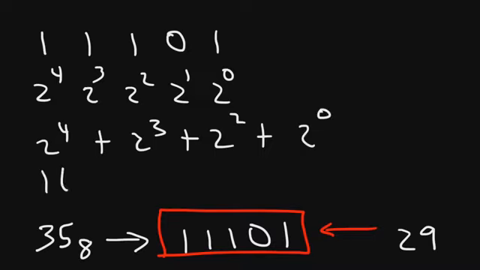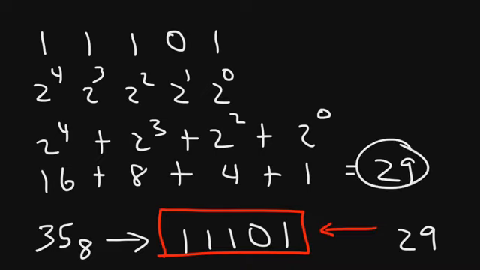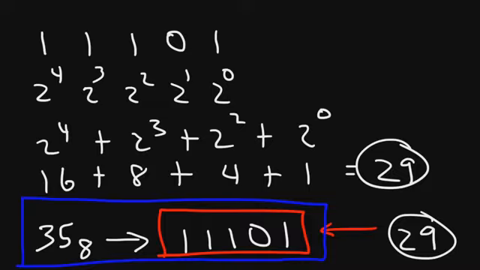2 to the fourth is 16, 2 to the third is 8, 2 squared is 4, anything raised to the 0 power is 1. Now, 16 plus 8, that's 24. 24 plus 4 is 28. 28 plus 1 is 29. So we get the same answer. Because these two are the same, we know for a certainty that these two must be equivalent to each other. And so that's how you can check your work. For the sake of practice, let's do one more example.